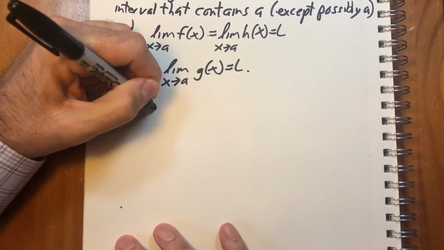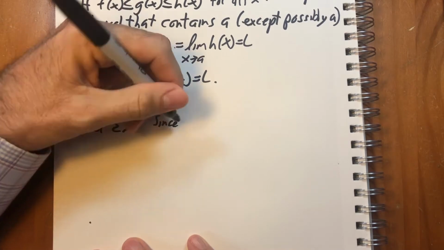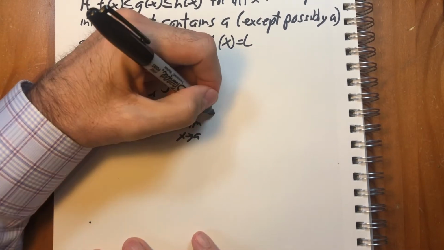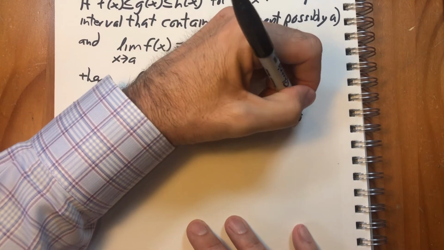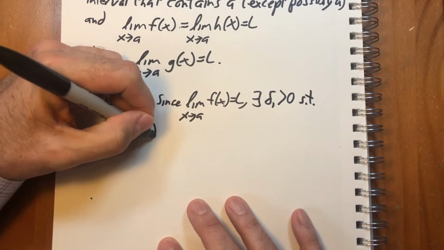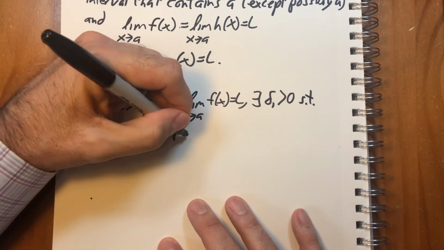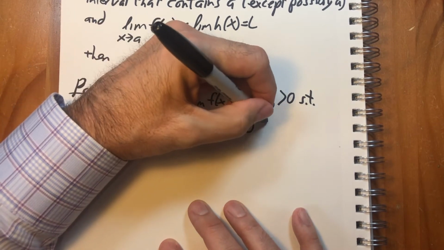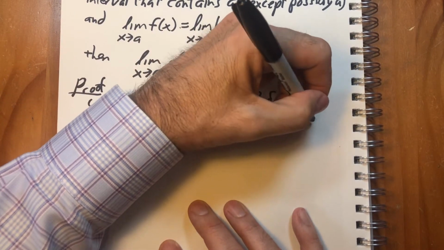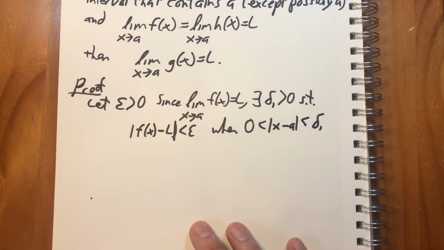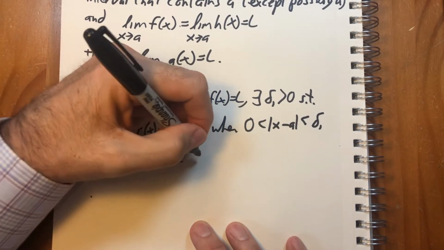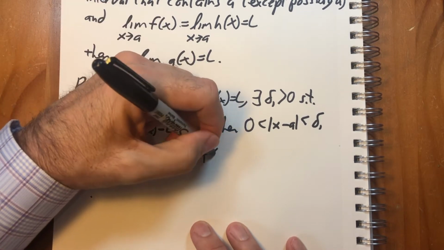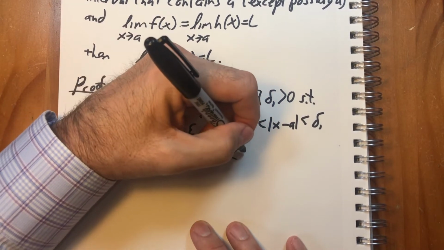Let epsilon be greater than 0. Since the limit of f equals L, there exists a delta 1 greater than 0 such that the absolute value of f of x minus L is less than epsilon whenever the absolute value of x minus a is less than delta 1. Then we can rewrite that to say that L minus epsilon is less than f of x is less than L plus epsilon. So f of x is in that interval.